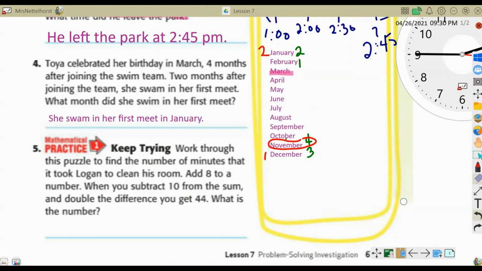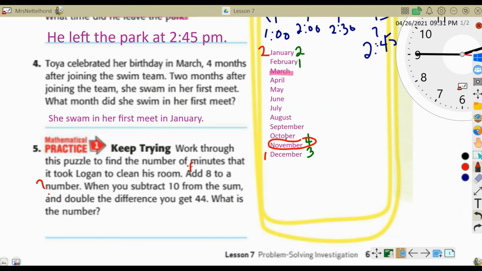Okay, so on this last one, this is a puzzle. These are really challenging. So we don't know what number we are going to be starting with. This is our unknown right here. So let me read it to you. Work through this puzzle to find the number of minutes it took Logan to clean his room. Add 8 to a number. When you subtract 10 from the sum and double the difference, you get 44. What is the number? So this number here is the one we don't know.